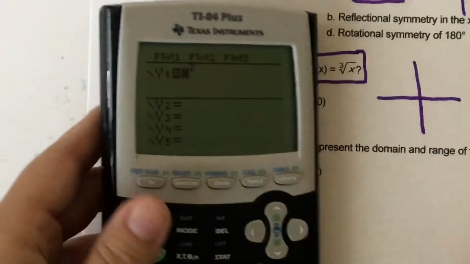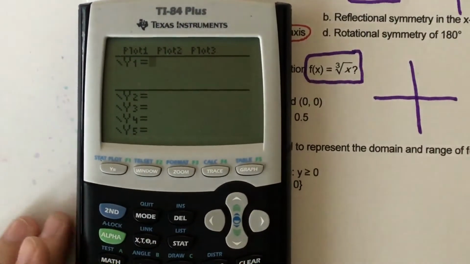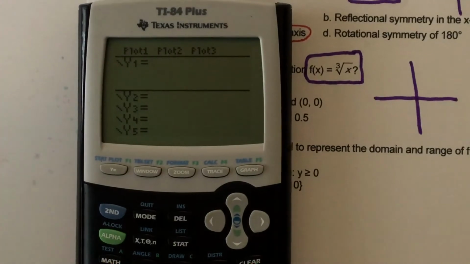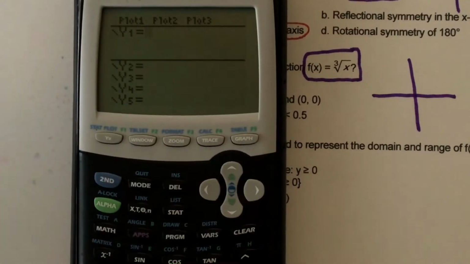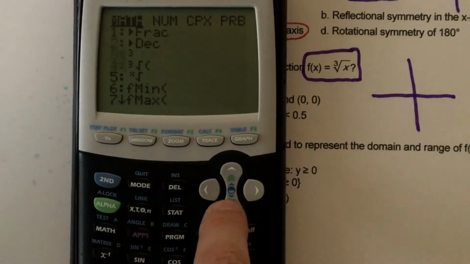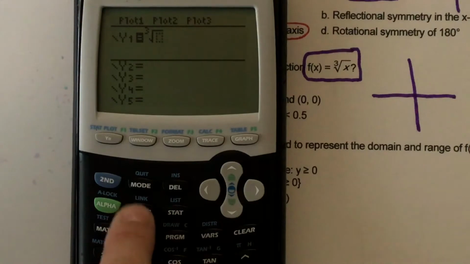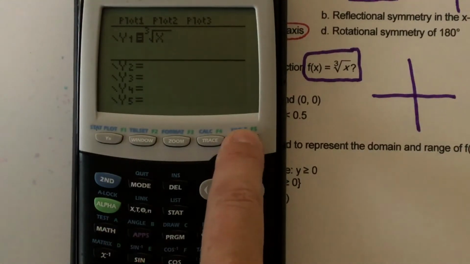Okay, so I'm going to go to y equals. I'm going to hit clear. And then the cube root, I have to go to math. And then the cube root is number 4. And then I'm going to put my x in there, which is to the right of the green alpha. And let's just hit graph and take a look.